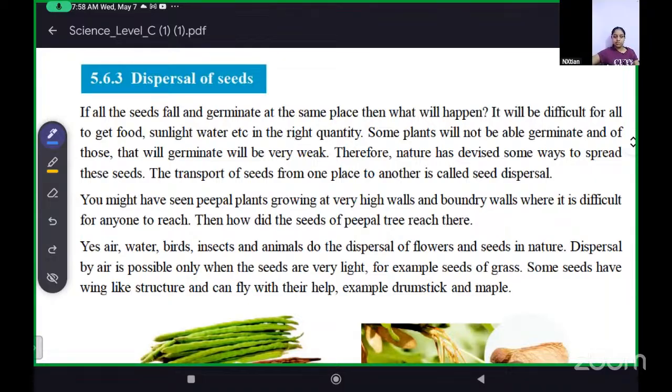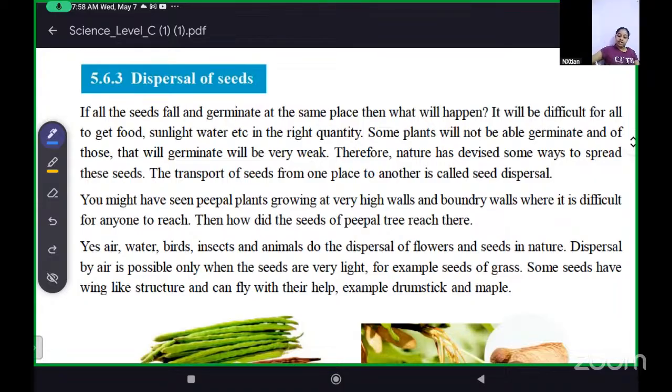Okay, disperse means for seeds to go away from the plant, to scatter, to spread. That is the meaning of dispersal of seeds. So sometimes plants are growing on very high walls and boundary walls where it is difficult for anyone to reach. How did the seeds reach there?